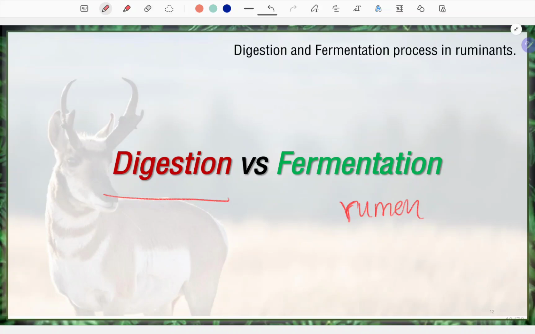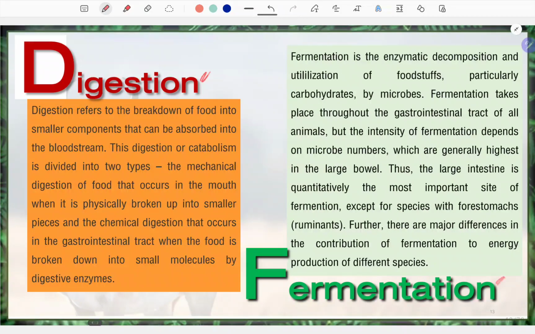So what is the difference between digestion and fermentation processes in ruminants? Digestion refers to the breakdown of food into small components that can be absorbed into the bloodstream. It breaks down large nutrient molecules into smaller molecules, like building blocks, single molecules or monomers, so that they can be absorbed in the small intestine.